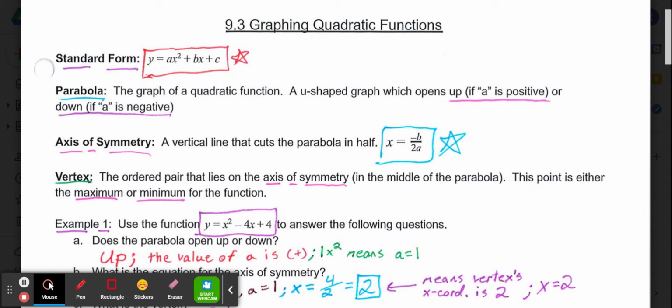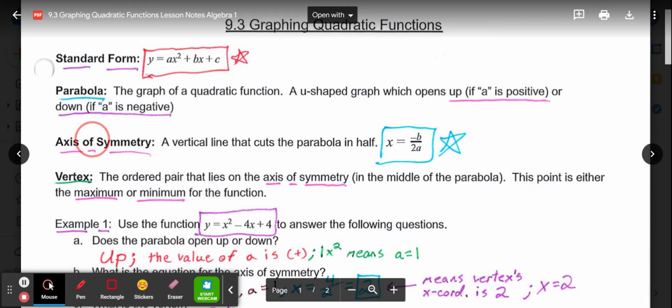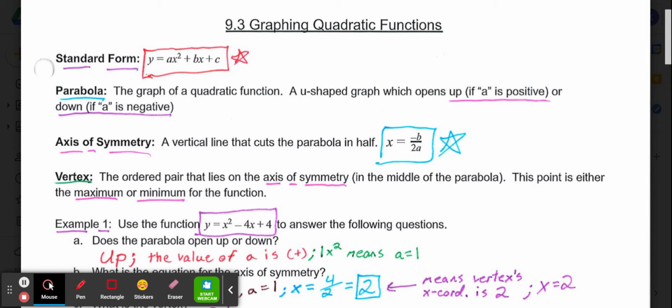Then another term we need to know is axis of symmetry. So the axis of symmetry is a vertical line that cuts the parabola in half. And the reason the axis of symmetry is so important is by finding the axis of symmetry, we can find the vertex. So our equation for axis of symmetry is x equals opposite of b divided by 2 times a. So opposite of b over 2a is how we find axis of symmetry.